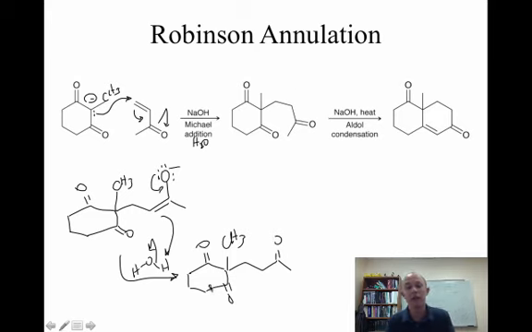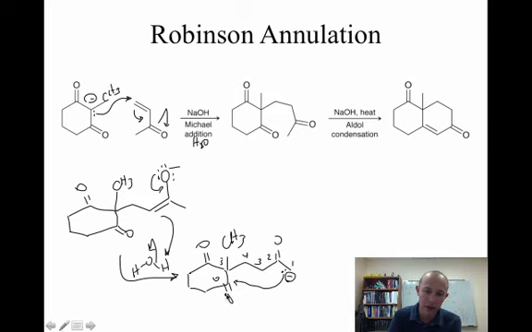Next, under those basic conditions, this thing can react further to do a Robinson annulation, noticing that we have alpha hydrogens here and alpha hydrogens here. If we deprotonate these, we'd form a 1, 2, 3, 4-membered ring, so that's not going to work, but these alpha hydrogens can be removed under the basic conditions of the reaction to generate an enolate here. Now we can have a 1, 2, 3, 4, 5, 6 membered ring. So now we see an intramolecular aldol reaction.